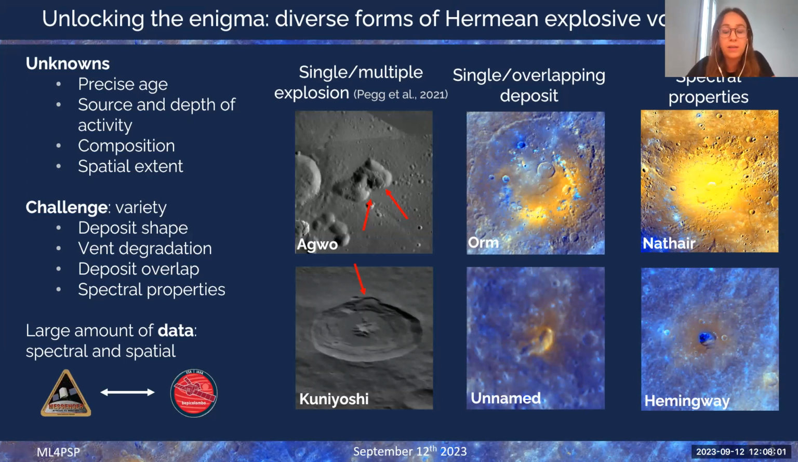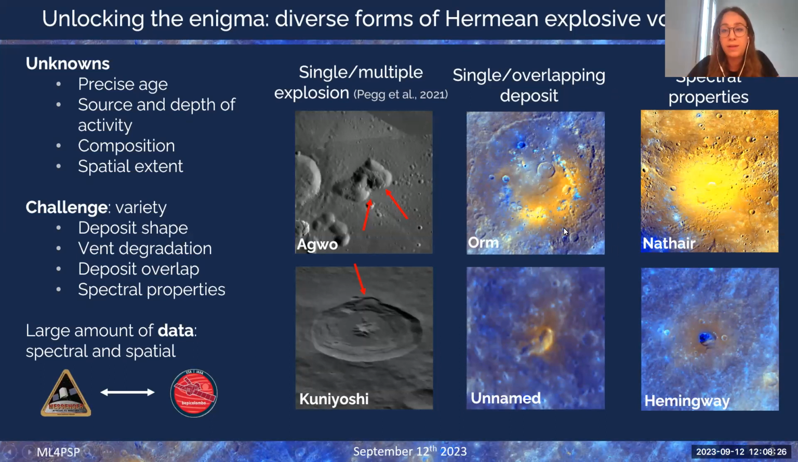The reason why it's so hard to characterize these features is because they show very diverse forms. Just to show some examples, we see that the eruptions can occur through single vents or through compound vents. Then, as we see in the center of the slide, they can be isolated, or they can be overlapping deposits, where we have eruptions very close together that create deposits that overlap.